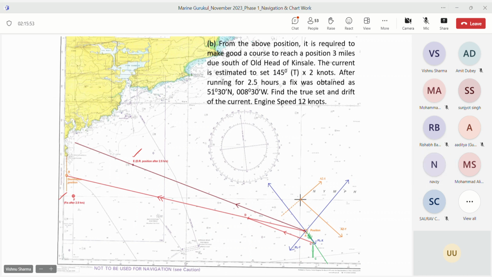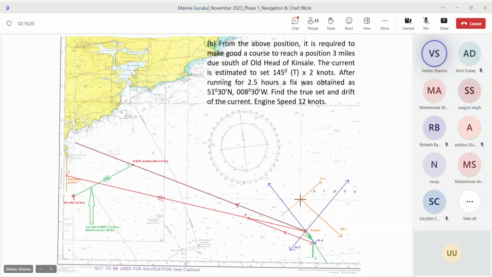Yes. But the vessel is found to be at F. What would have brought the ship from E to F? Question is talking of only current. So that means current would have brought it from E to F. That means E to F is the set, and E to F distance is the drift in 2.5 hours. Yes or no? Yes, sir.